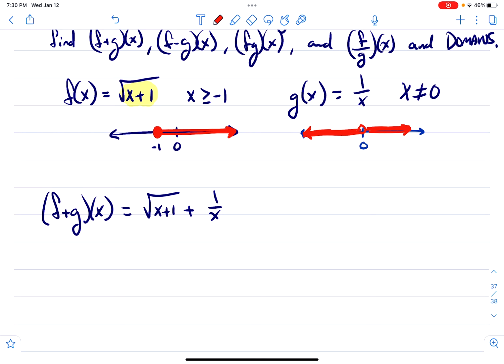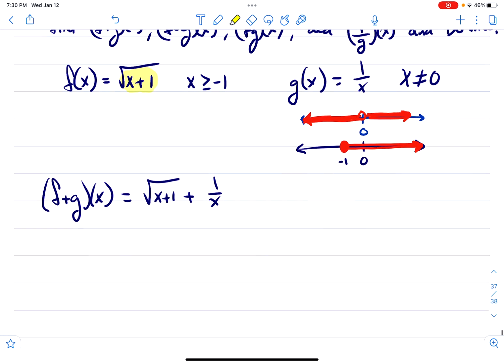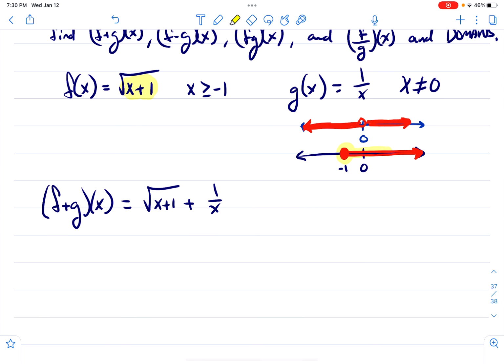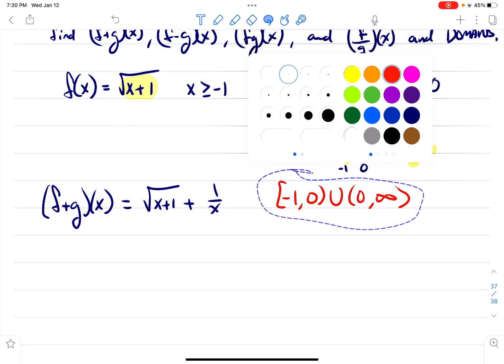And the only thing it can't be is 0. Okay. So then we go, where do those overlap? Well, it looks like we're good with everything from negative 1 going positive, except for 0. We have to take that out. So there's this little bit that we're good in between negative 1 and 0, and we're good with everything bigger than 0. And so the domain would be negative 1 to 0, including negative 1 but not including 0, along with everything from 0 to positive infinity.